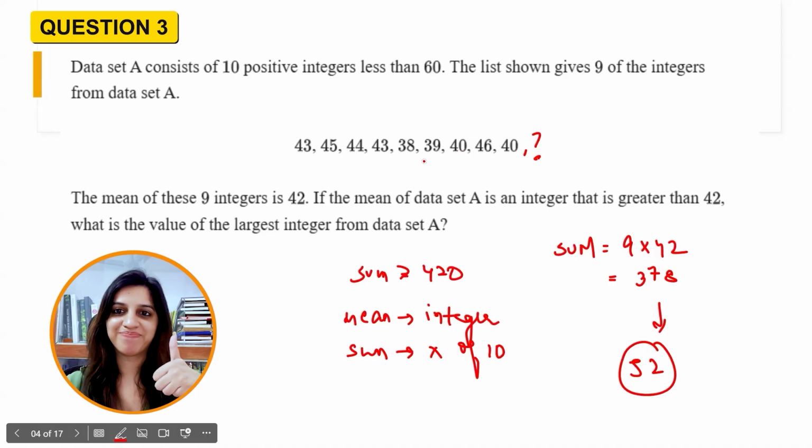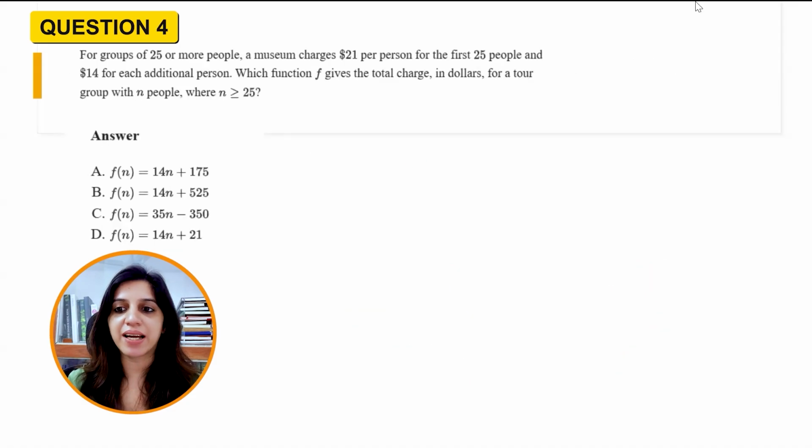Make sense? Okay, now let's look at the next question, the fourth question. This question, very commonly, mistakes are made on this question. I've seen students doing it entirely wrong. They will always tend to pay more money to the museum, right? Very, very common mistake of the students.